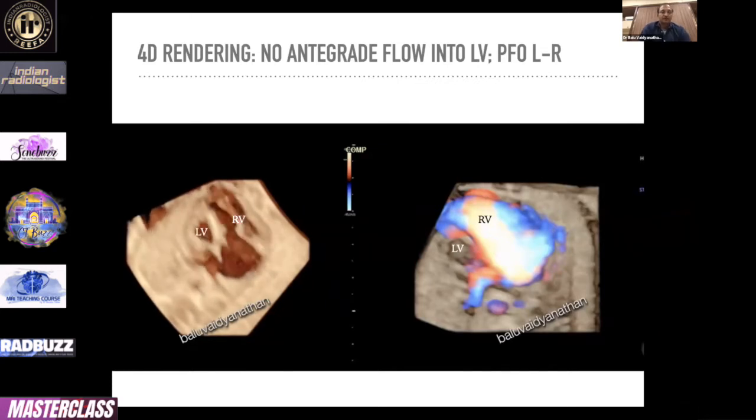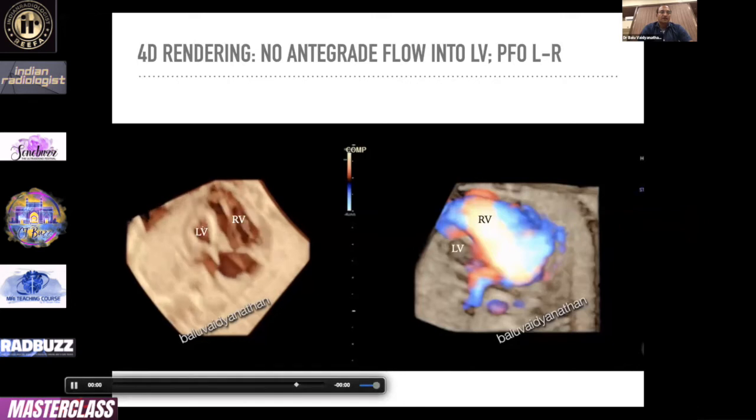This is what's called a surface rendering mode. Again, the small LV cavity, you can see how the walls are not contracting at all. The apex of the heart is formed by the right ventricle. The mitral valve is not opening at all here; you see it's completely shut, while the tricuspid valve you can see nicely opening and closing.